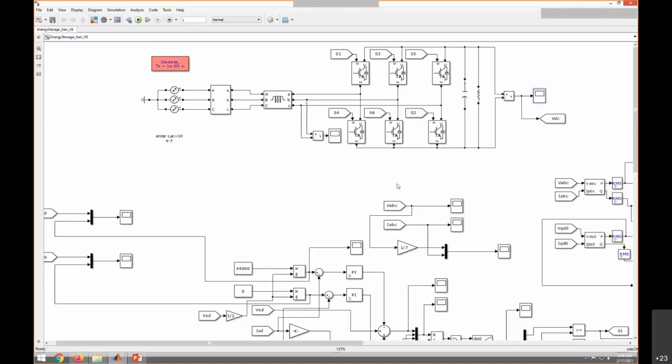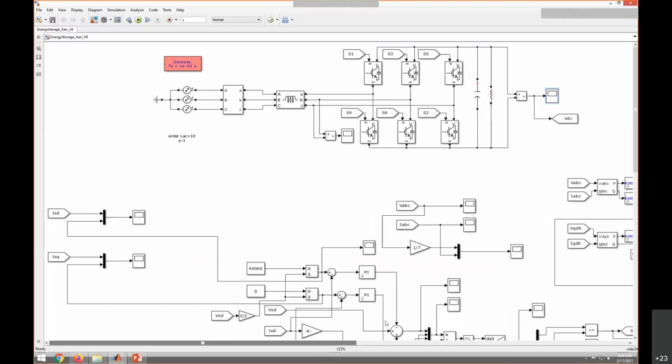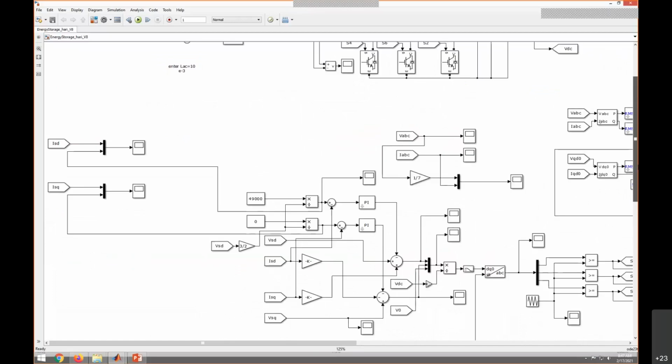Do you have any questions? Can you show us PI values, sir? A few PI block values. PI tuning is easy only. You can easily tune the PI.